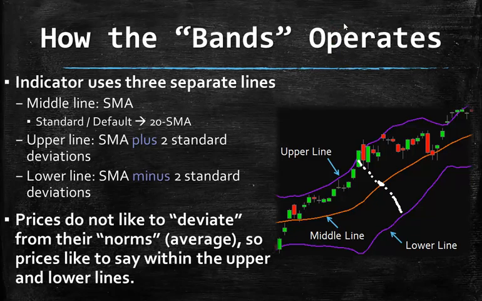And what the indicator is philosophically saying is that prices do not like to deviate from their norms, or in other words, their average. So prices like to stay within the upper and lower lines. That is the philosophy behind the indicator: prices like to just keep calm. They don't like to deviate outside of their normal range. And that's what Bollinger Bands are measuring, what their normal range is and how the price is reacting within that normal range.